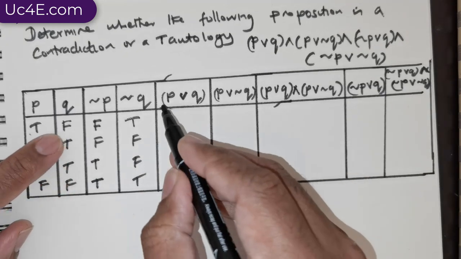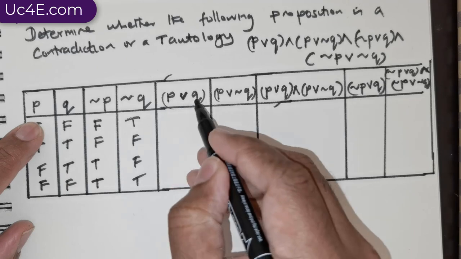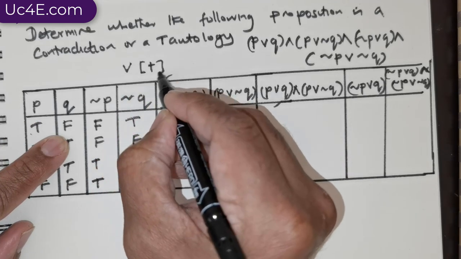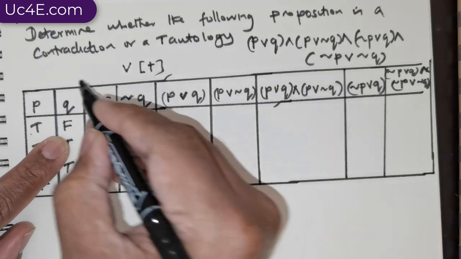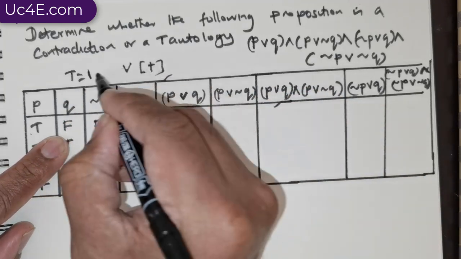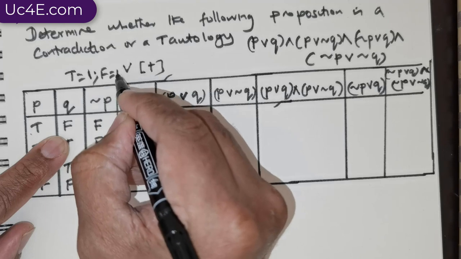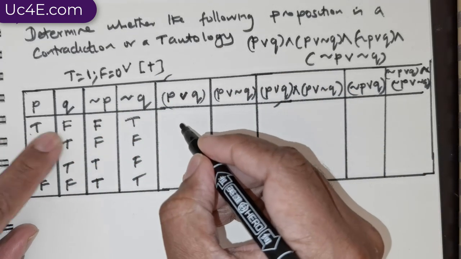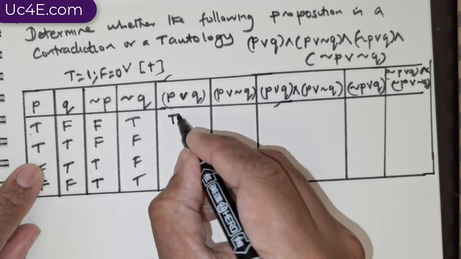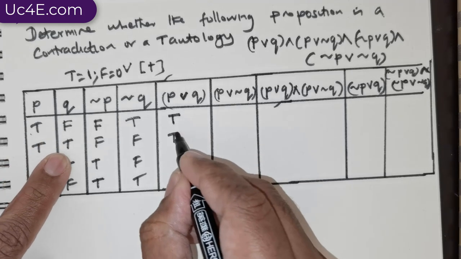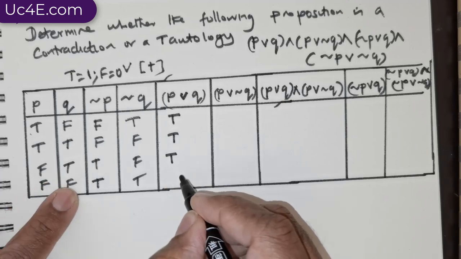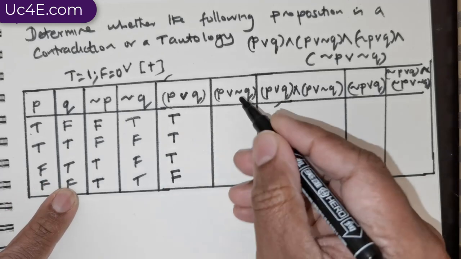Now, this is going to be P disjunction Q. We are using the plus operator, and T is taken as 1 and F is taken as 0. So disjunction: 1 added with 0 gives me 1. 1 added with 1 is 1. 0 added with 1 is 1. 0 added with 0 is 0.